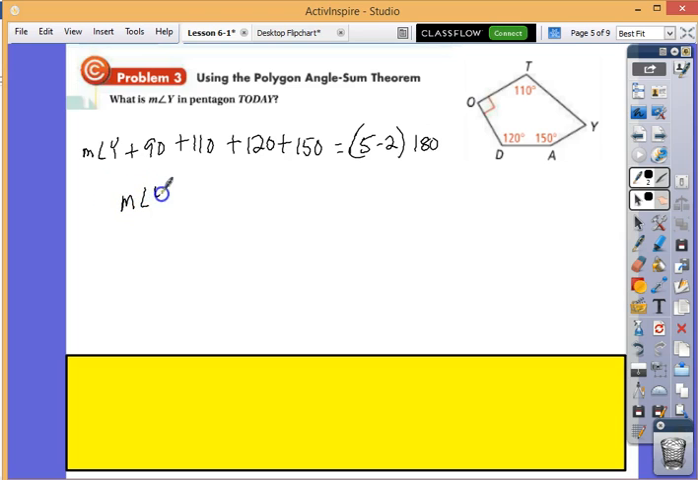So the measurement of angle Y plus 90 plus 110 is 200, 320, 470, is going to equal 3 times 180, which is 540. And then we just subtract off 470 from both sides, and we get 70. So I can find the missing angle just by knowing enough information that I only have one variable in my equation. Is everybody okay with that? All right.